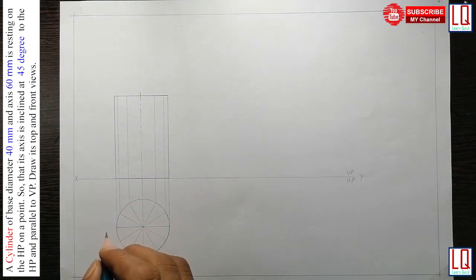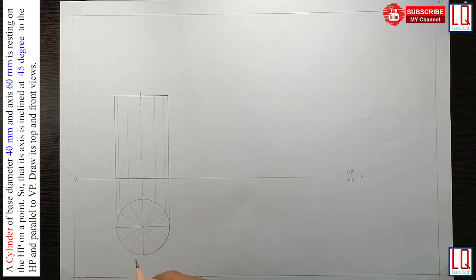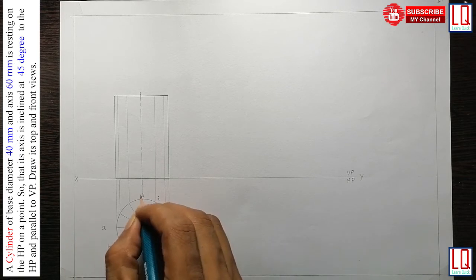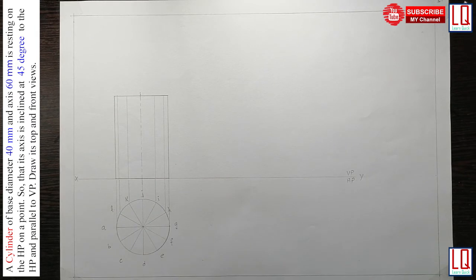Now we will name all the arbitrary points in the top view as well as in the front view. First we name the top circle. There are two circles, one on the top and one at the base. So now we will name the top circle as A, B, C, D, E, F, G, H, I, J, K, L. Okay, so we have named the top circle.